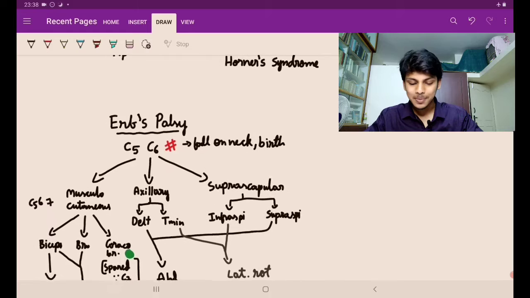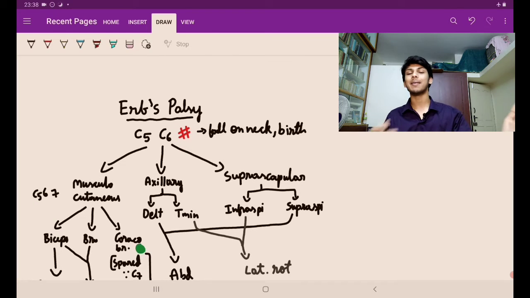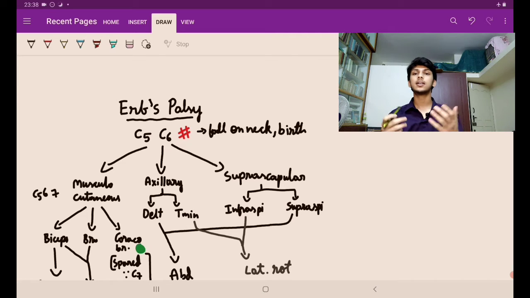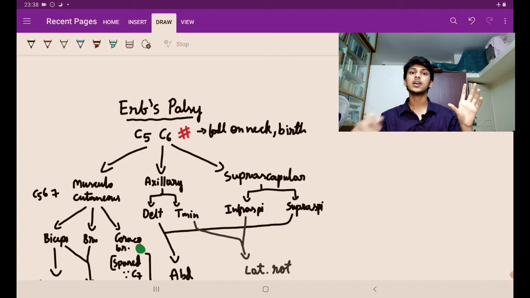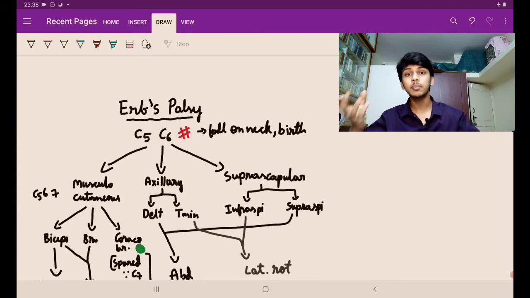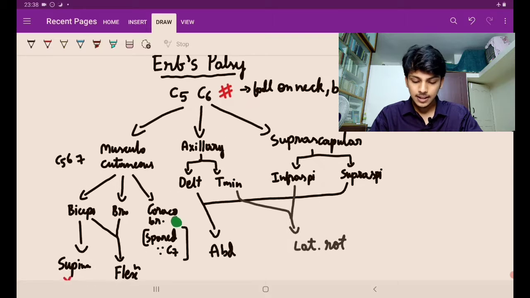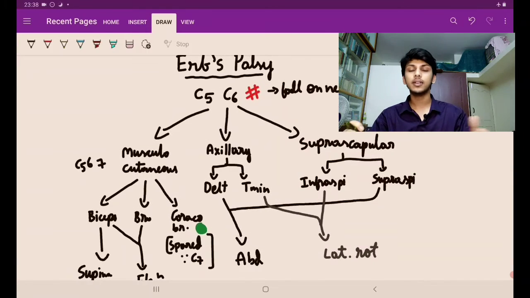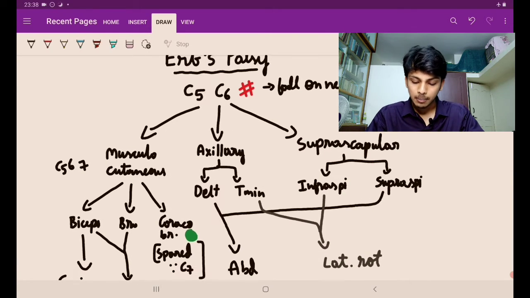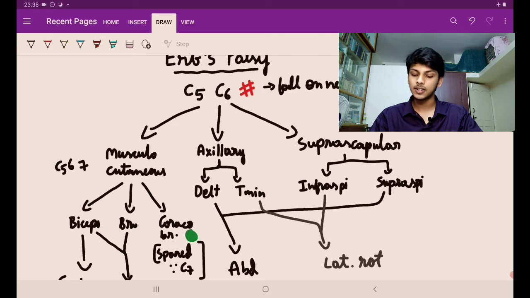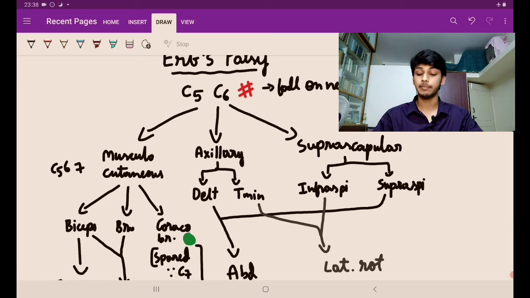Now see, Erb's palsy happens when there is damage to the upper trunk of the brachial plexus. What is the root value of the upper trunk? C5, C6. So C5, C6 will be damaged, and the nerves having root value C5, C6 will usually be damaged. The nerves involving C5, C6 are mainly the musculocutaneous nerve, the axillary nerve, and the suprascapular nerve.